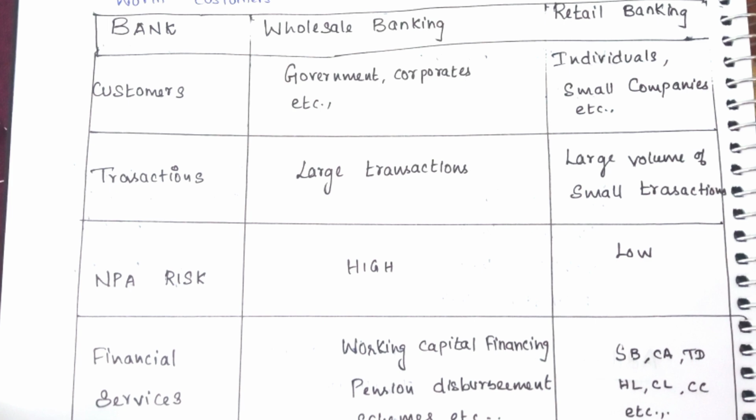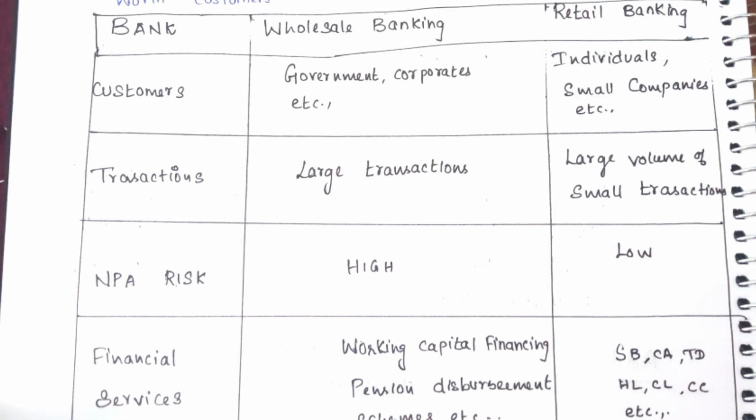See, in wholesale banking, the governments or the big corporates are the customers, okay? Whereas in retail banking, as we have already seen, individuals or small companies are the customers. Transactions: a small number of transactions with large values is involved in wholesale banking, whereas in retail banking the transactions are small but the volume is large, that is, many transactions will be there.